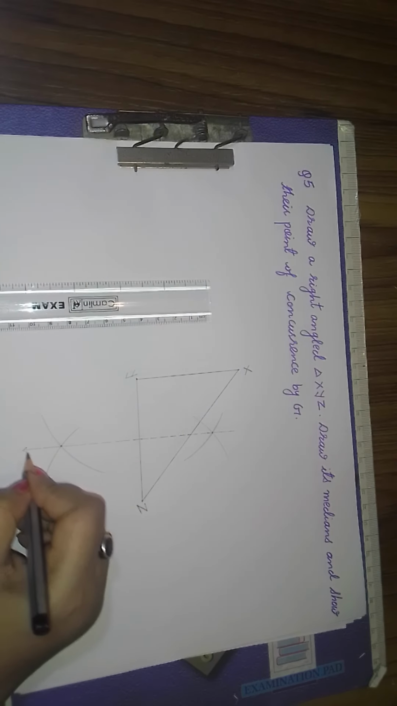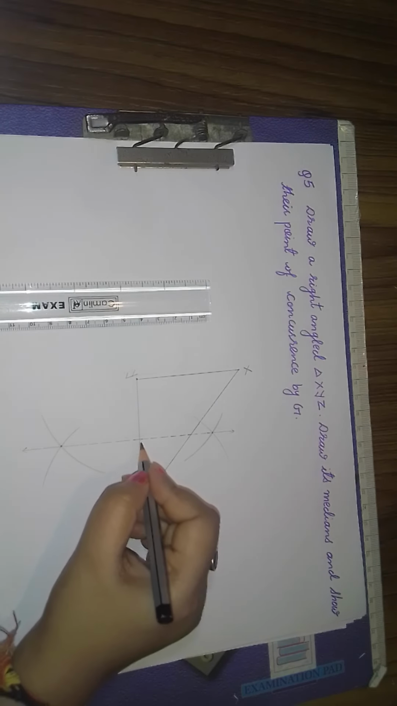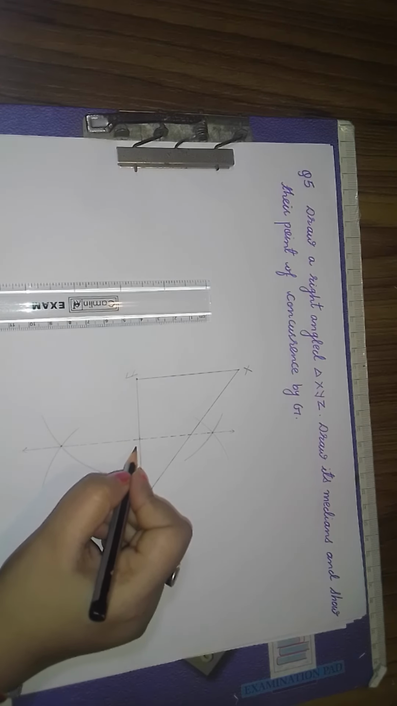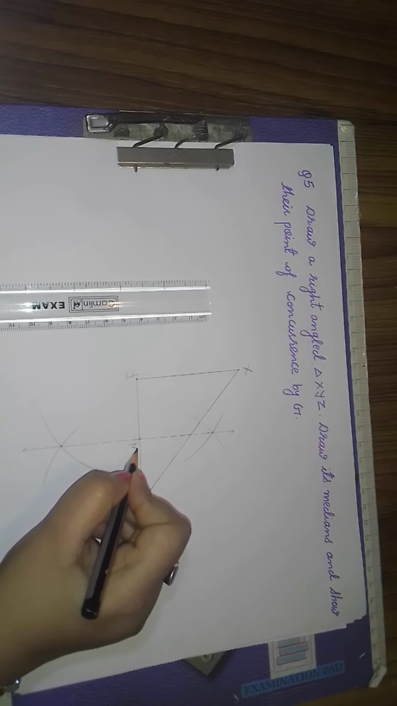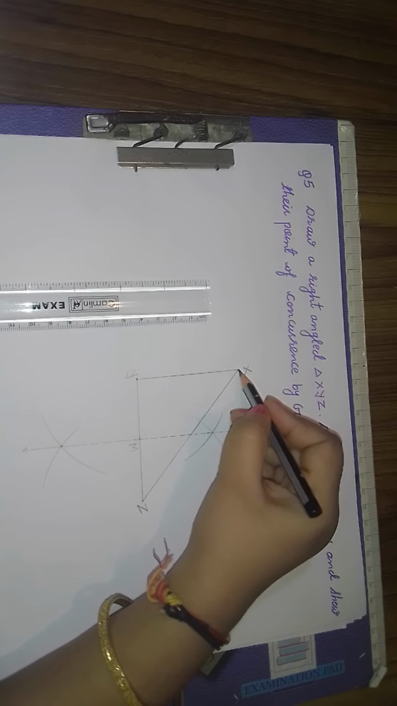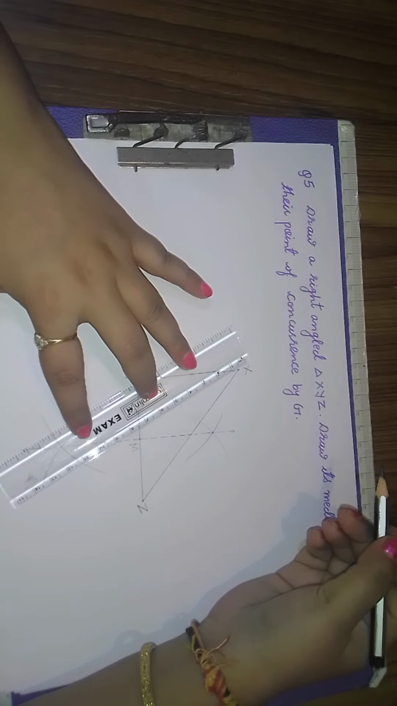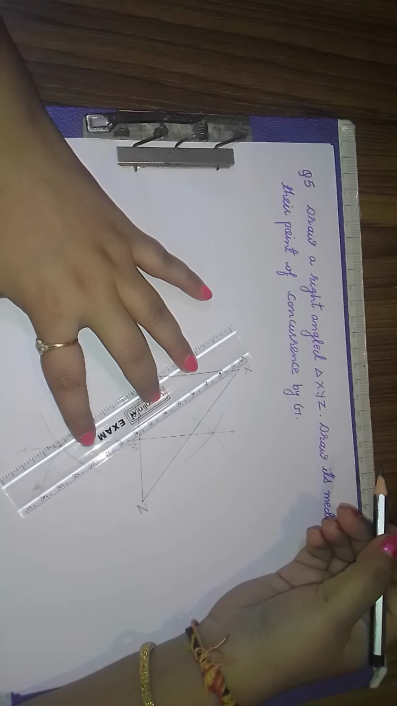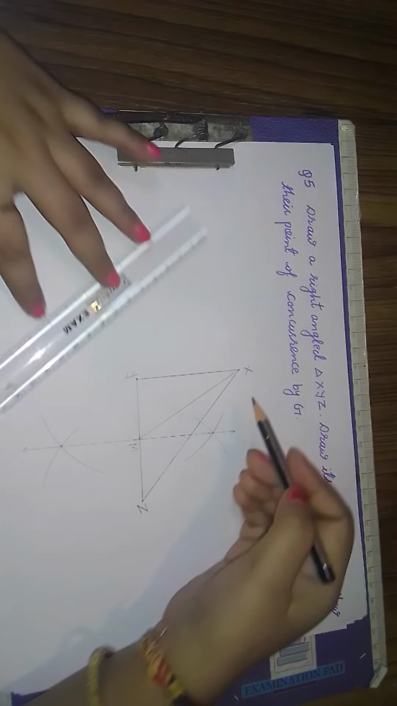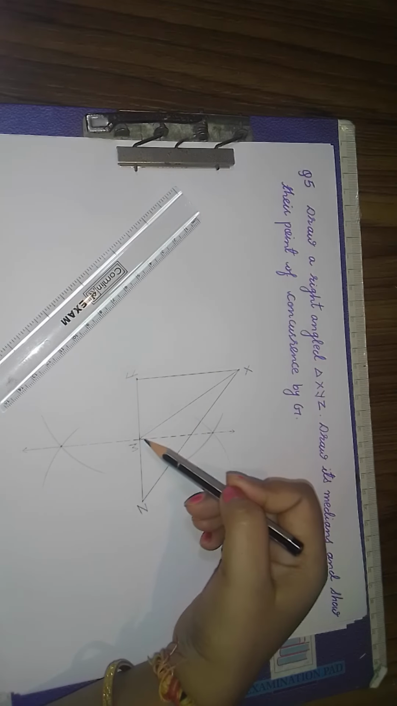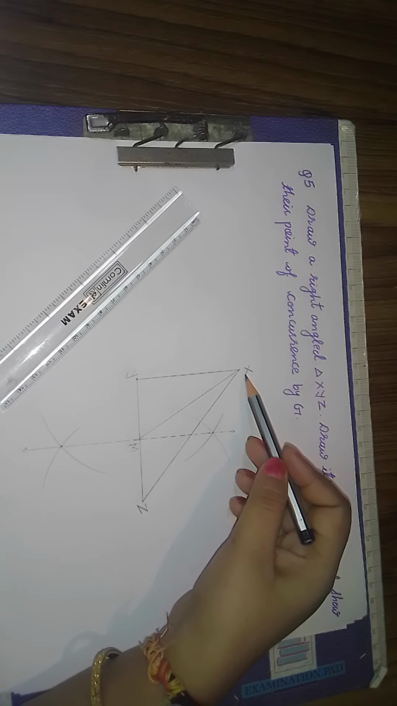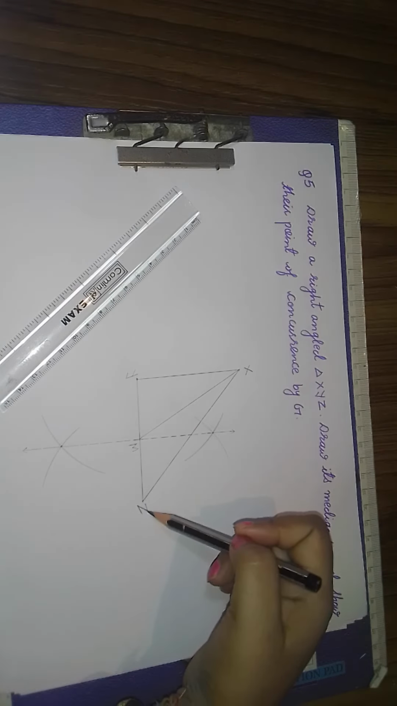Like this. Okay, now over here this point, students, you can name it as M. Okay, now your point M you join with your vertex X like this, with the help of a scale. So what is this? Segment XM is what, student? It is the median of your triangle XYZ.